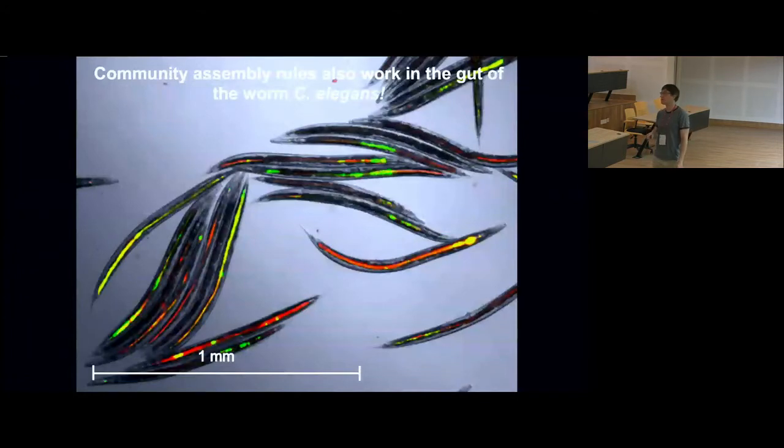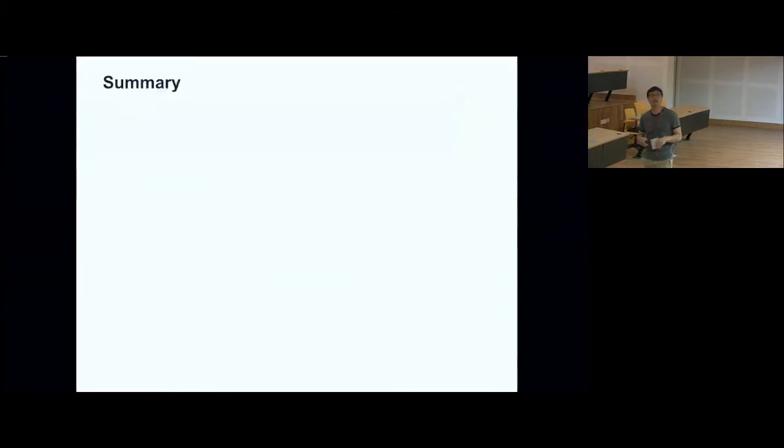Not only do these community assembly rules work in vitro, in test tubes, but we've also now demonstrated they work in the gut of the worm. So we took 11 different species, did all the pairwise competitions in the gut, and then we did 20 or 30 different trios. And again, the pairwise assembly rules do a pretty good job. Okay? With that, I'll quit.